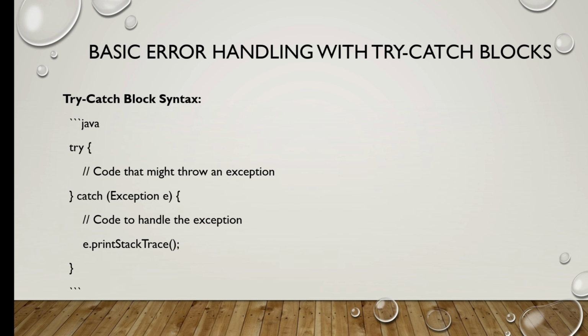Basic error handling with try-catch blocks. Try-catch block syntax. The try block contains code that may throw an exception. If an exception occurs, control is transferred to the catch block, where you handle the exception, which could include logging the error or providing user feedback.